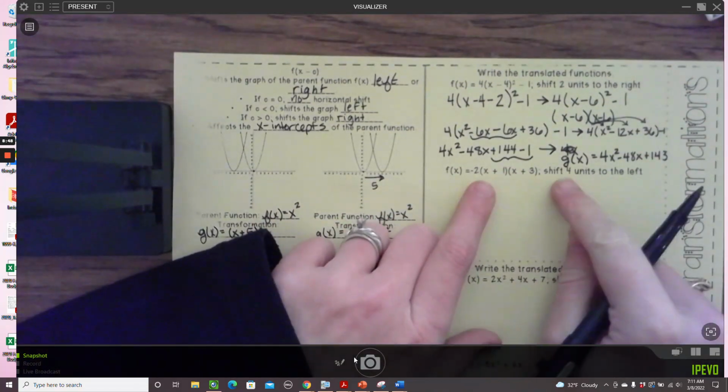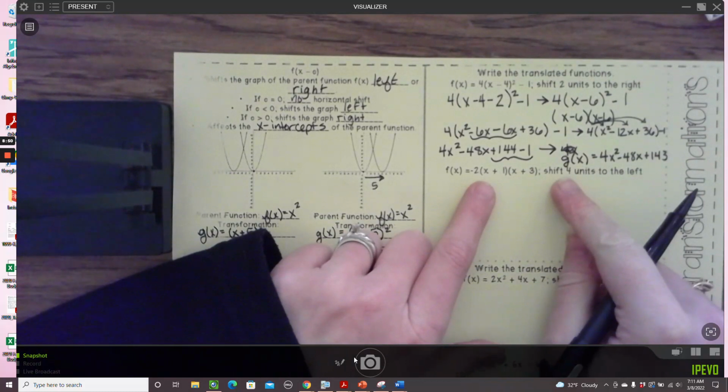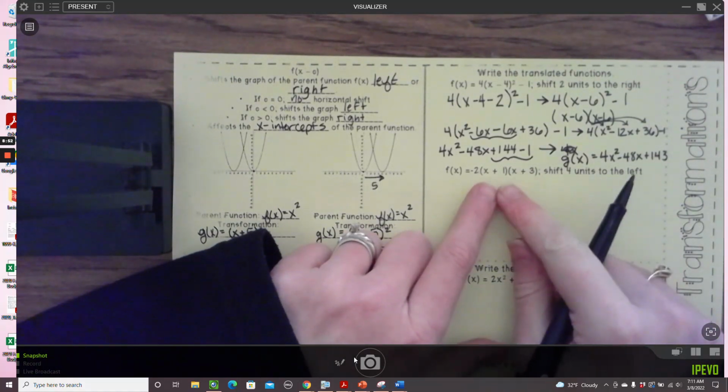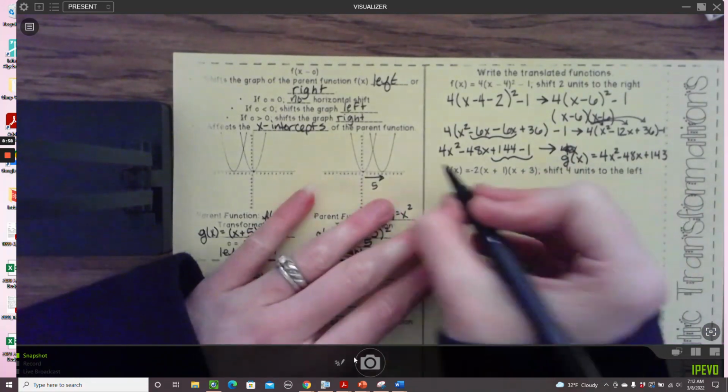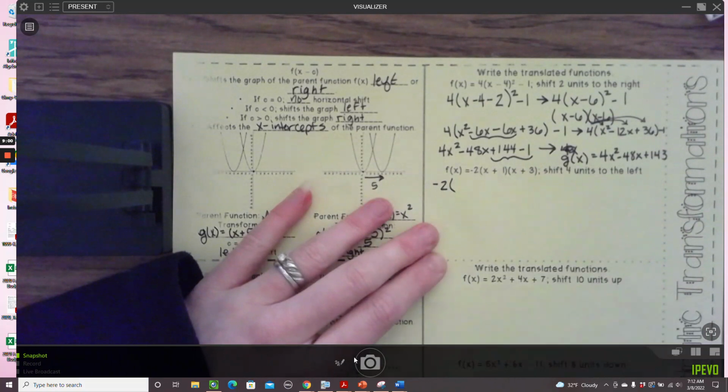So now I have this one. It says shift 4 units to the left. So the first thing I have to do here is I have to put it in vertex form. So I have to multiply these two pieces together before I can do anything else.